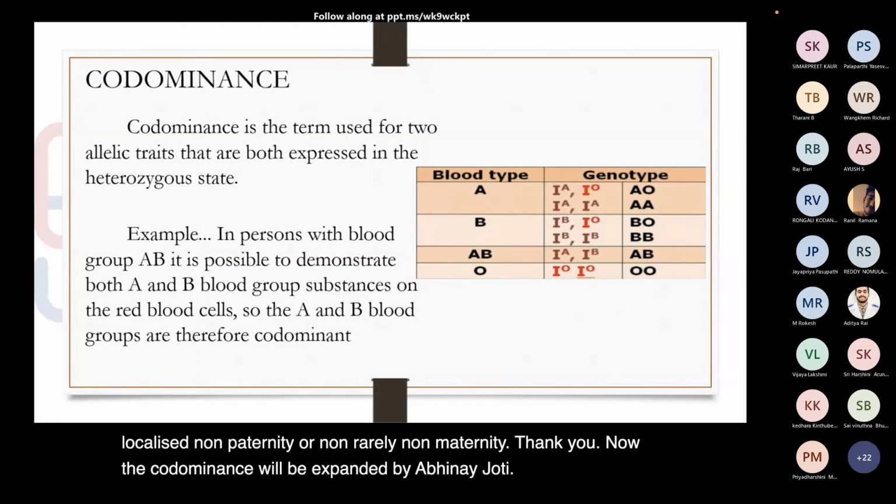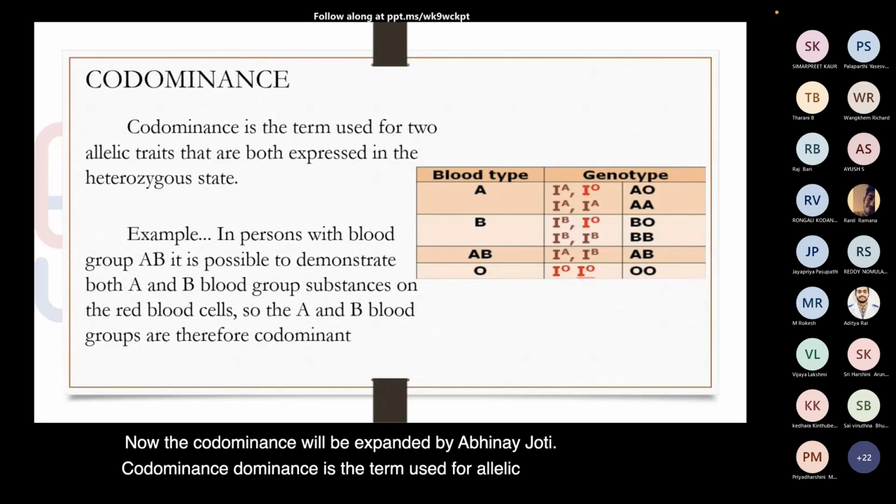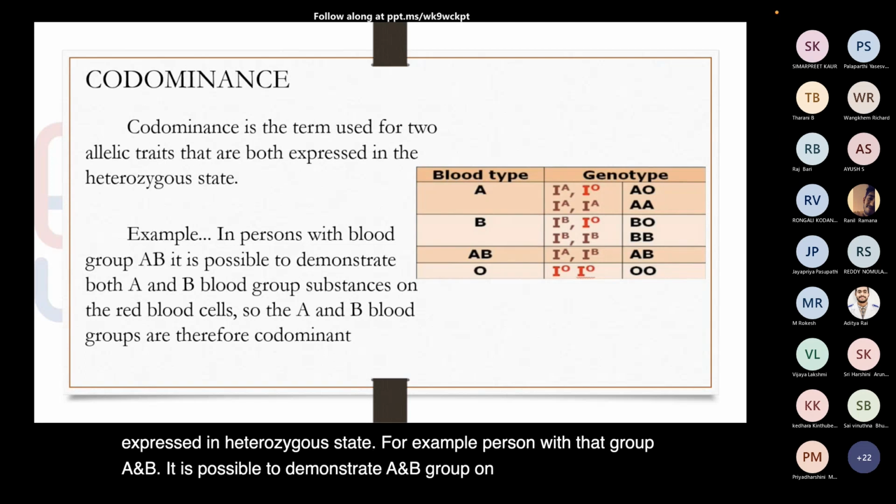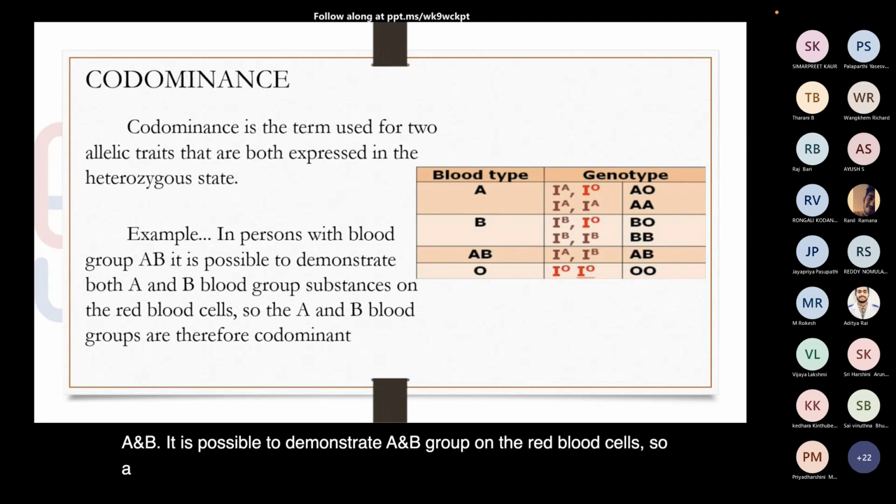Codominance. Codominance is the term used for allelic traits that are both expressed in the heterozygous state. For example, a person with blood group AB. It is possible to demonstrate both A and B antigens on the red blood cells. So the A and B blood groups are an example of codominance.